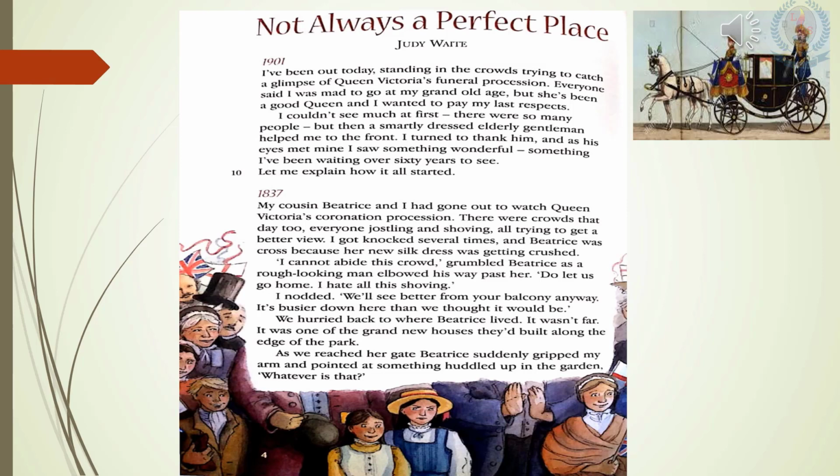Beatrix was her cousin. They went to watch the coronation procession of Queen Victoria. There were so many people. Everyone tried to watch it well. People were frightened by the pushing. Olivia got knocked several times. Beatrix's new silk dress was getting crushed, was damaged. They hurried back to Beatrix's home to watch the procession from her balcony. When they reached her gate, Beatrix pointed at something huddled up in the garden.